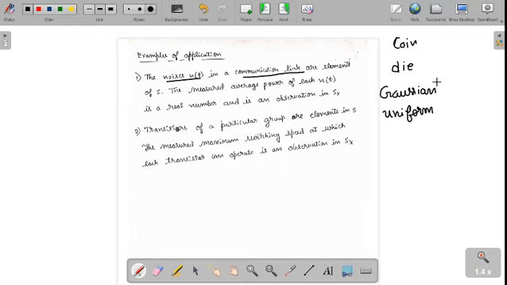Now let us consider only two noises, okay? Gaussian and uniform noise. Let us consider Gaussian is named as G and uniform noise is named as U.